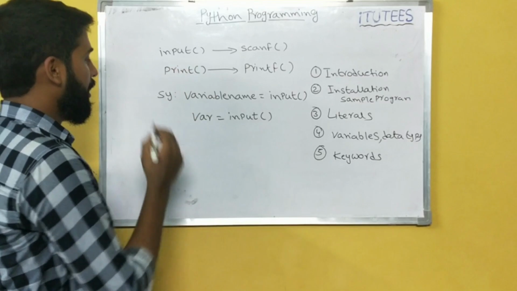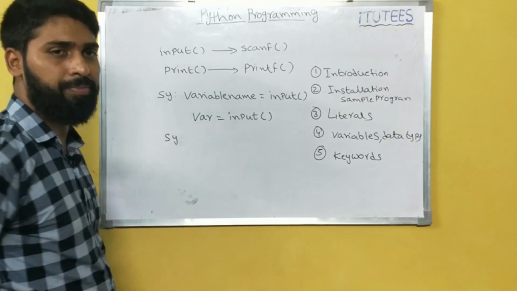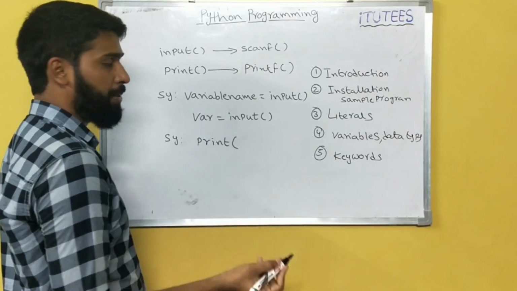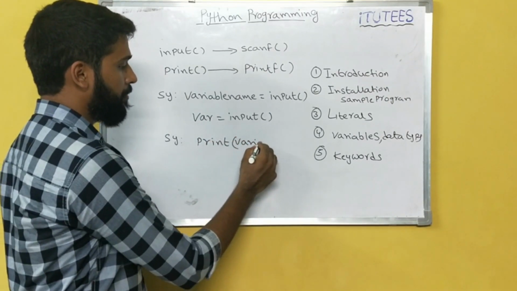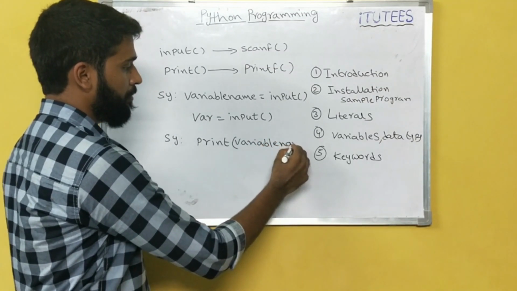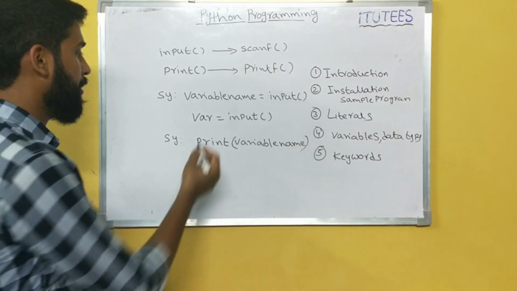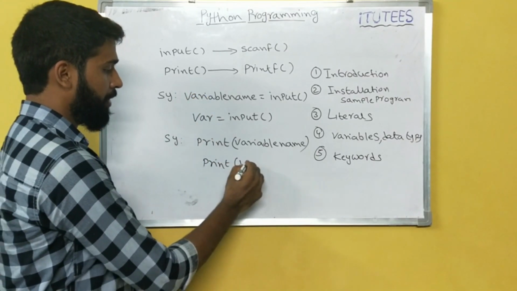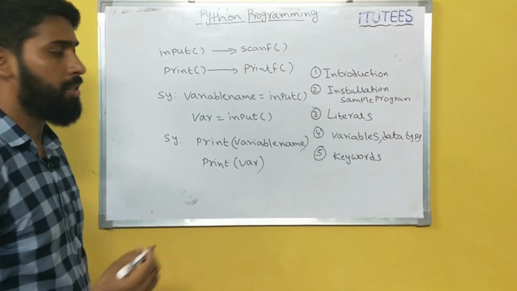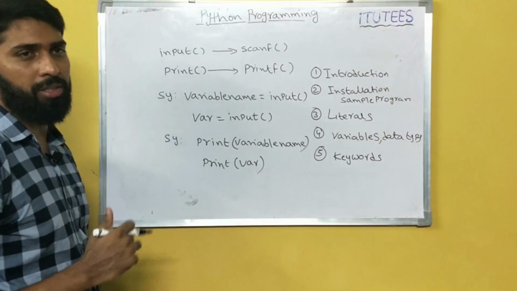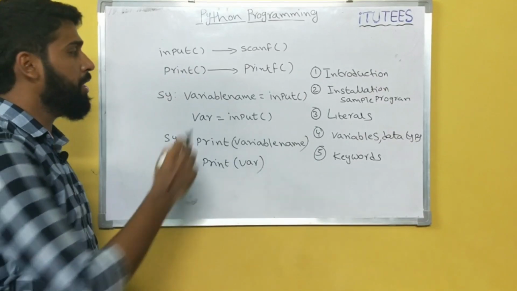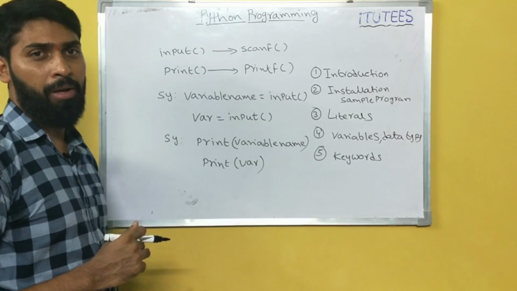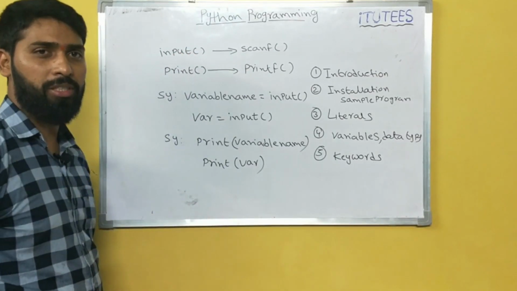Now we see the output function, the syntax. The syntax is print, and in brackets you write the variable name. For example, I want to print this variable var: print(var). That's it. So input is the input function in Python, and print is the output function in Python. Now we are going to write some programs using these two functions.